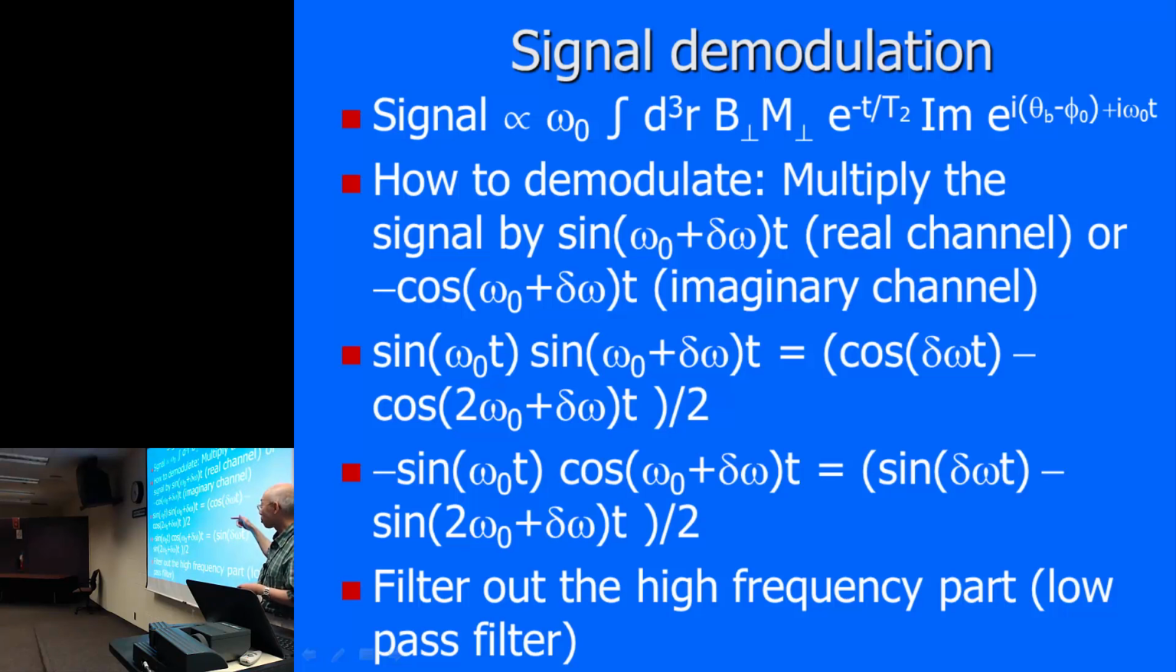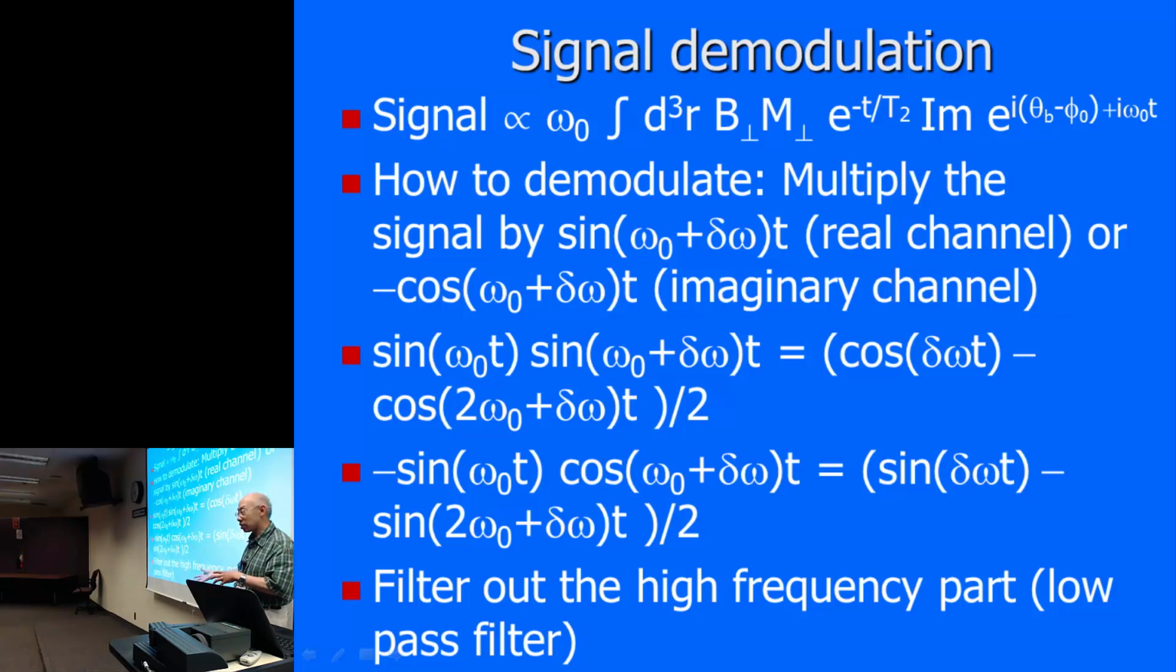That omega naught in fact becomes something like omega naught plus some delta omega. So if I have something like that, then when we try to demodulate the signal, I don't need this little delta omega, right? I just use sine omega naught t and minus cosine omega naught t to demodulate the signal.